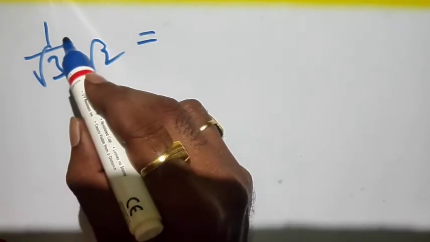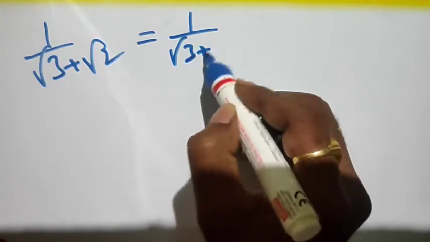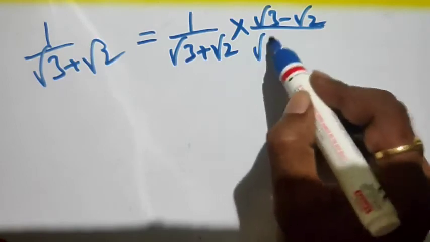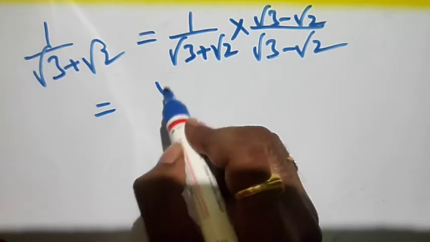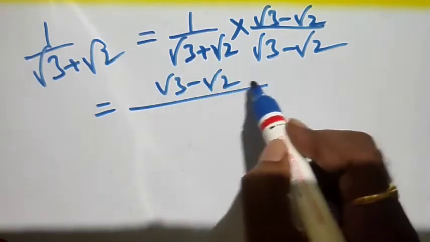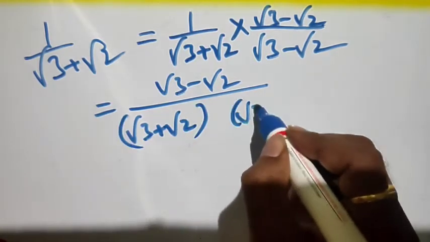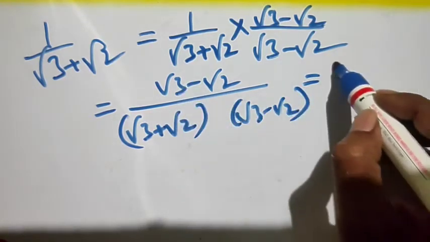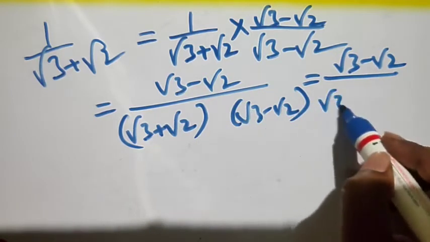Now multiply both numerator and denominator by root 3 minus root 2. So 1 by root 3 plus root 2, into root 3 minus root 2 whole by root 3 minus root 2. Now the numerator is 1 into root 3 minus root 2, and the denominator is root 3 plus root 2 into root 3 minus root 2. Clearly, the numerator is as it is, and the denominator is in the a plus b into a minus b form. So a square minus b square.